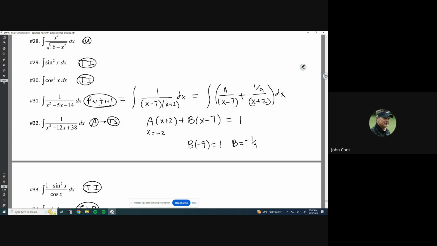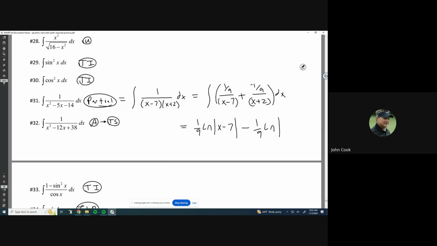That's not always going to happen, by the way. It's just, this case it does. And then the other x value that I should use is probably 7. And if I do that, then I get a times 9 equals 1. And that means that a is going to be equal to 1/9. It's just that the factors we have, -7 and +2, and then the other one we had 4 and 5, make 9s naturally. Okay, anyways, then we would do a simple u sub on these ones, and we'd end up with the following: 1/9 natural log absolute value of x minus 7, and then minus 1/9 natural log absolute value of x plus 2. And that'd be it for this one.